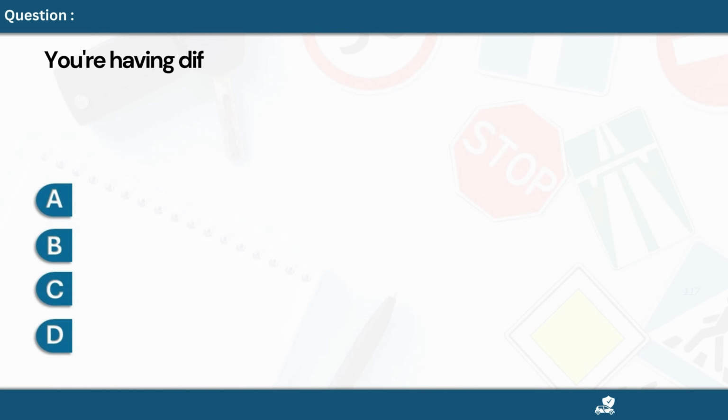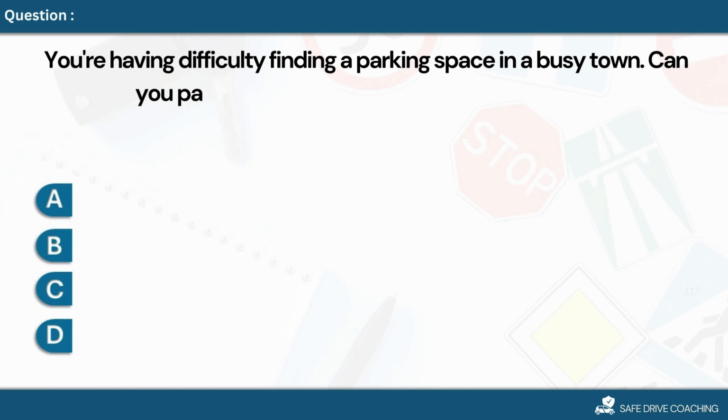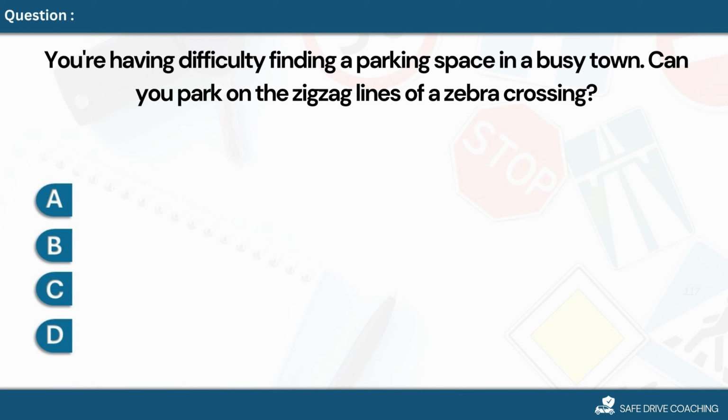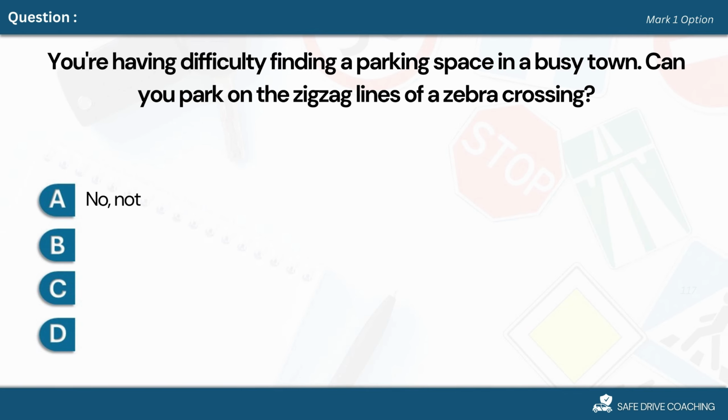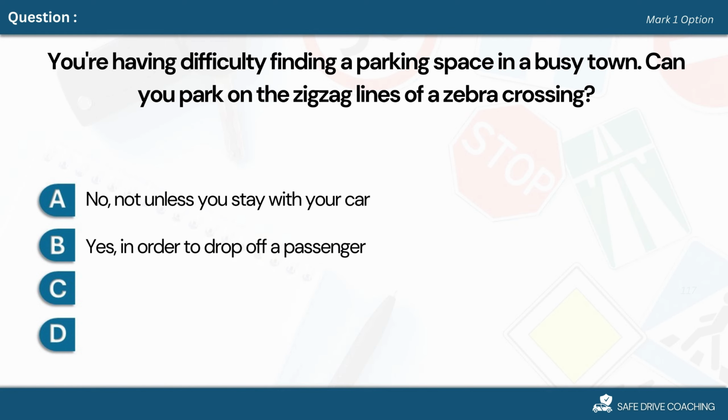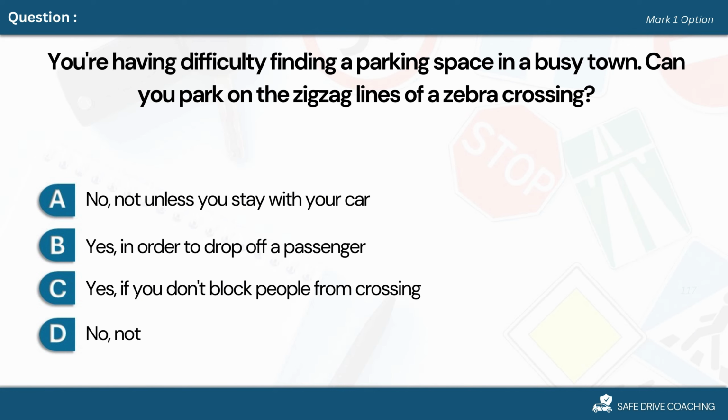You're having difficulty finding a parking space in a busy town. Can you park on the zigzag lines of a zebra crossing? A. No, not unless you stay with your car. B. Yes, in order to drop off a passenger. C. Yes, if you don't block people from crossing. D. No, not under any circumstances.